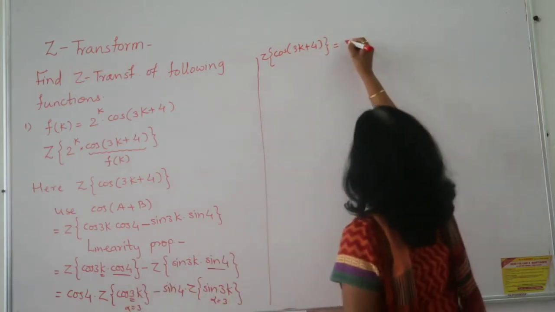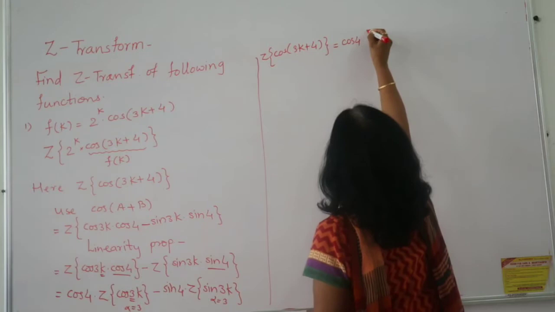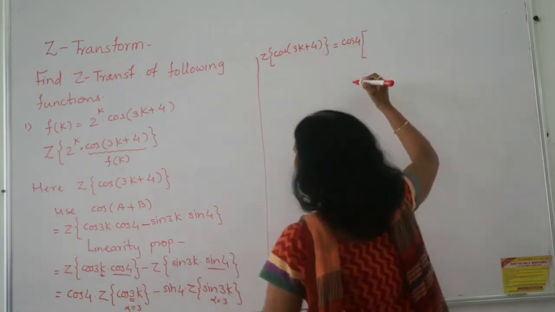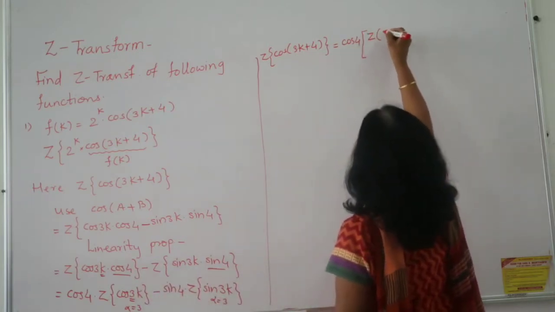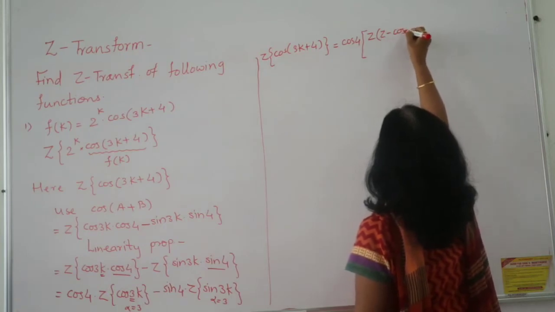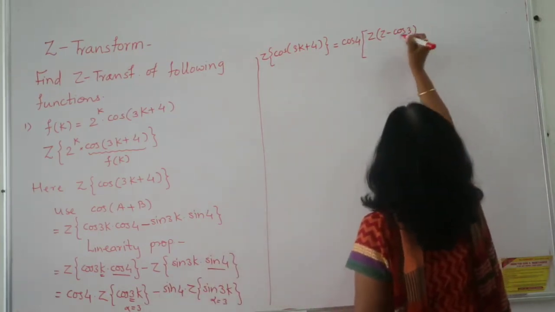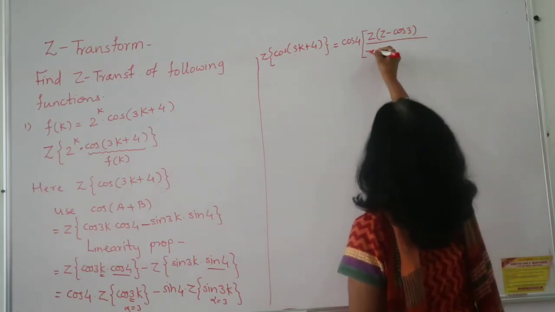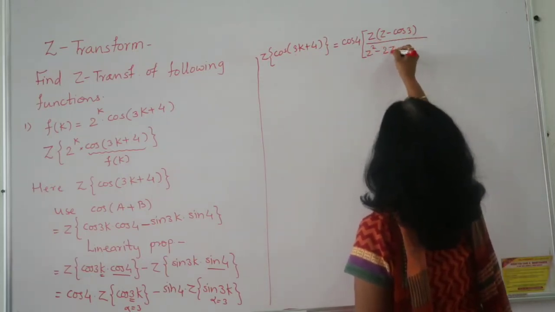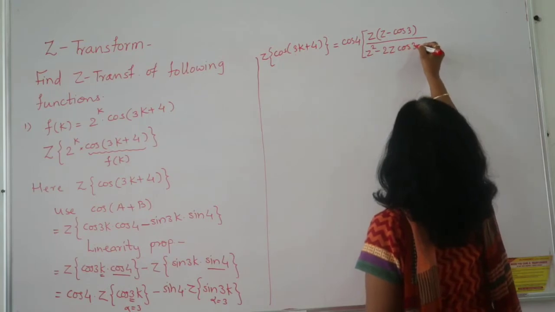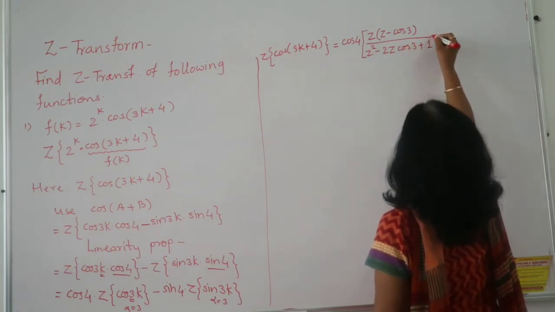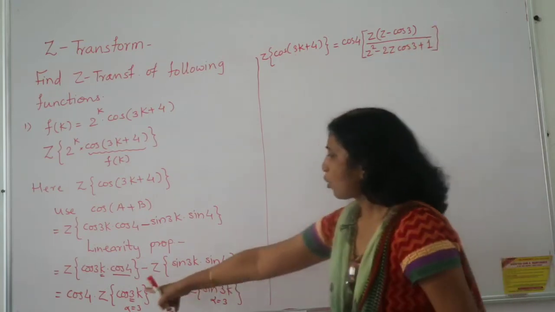See, cos 4 is already taken outside, and then here I will write in the bracket, what is the formula? It is Z into (Z minus cos alpha). Alpha is 3. See, I have written here alpha is 3. Then divided by Z square minus 2Z cos alpha, that is cos 3, plus 1. This is the formula for Z transform of cos alpha k.